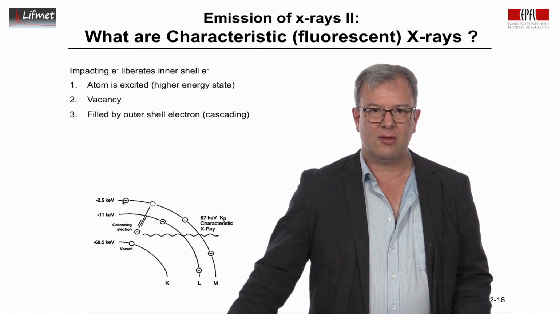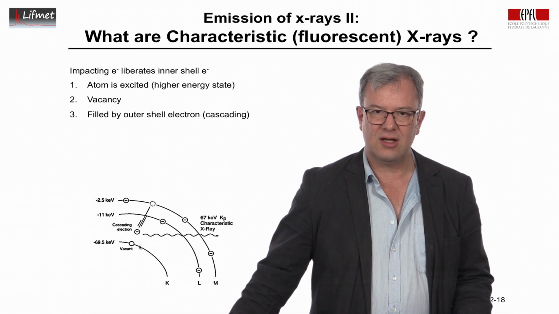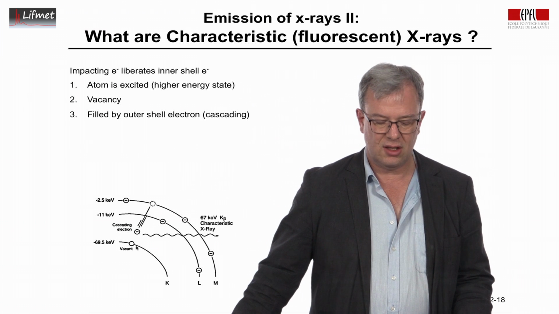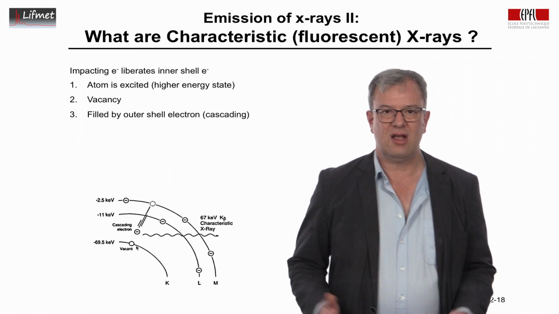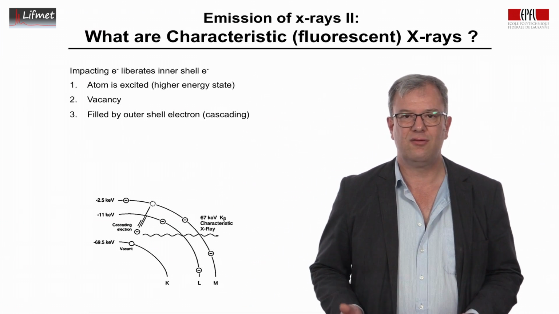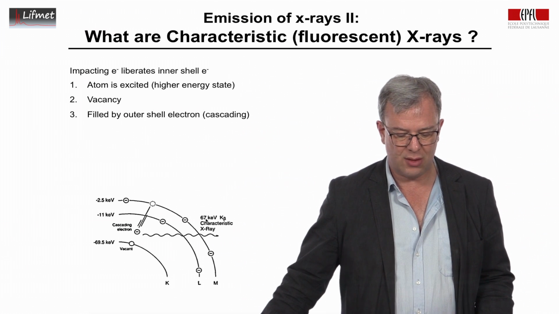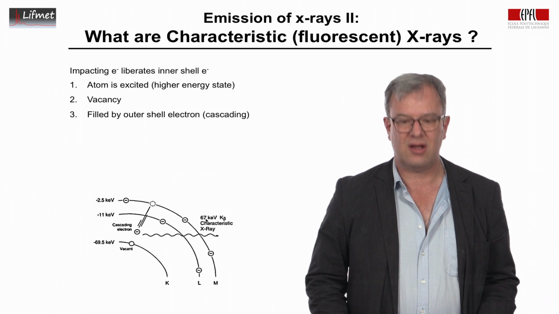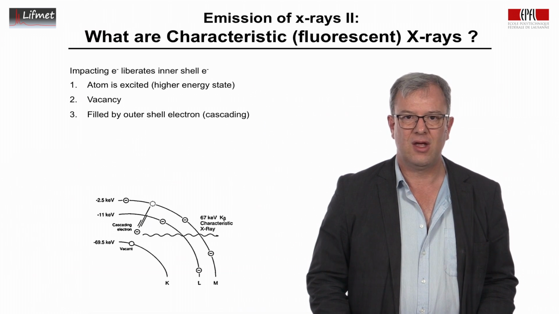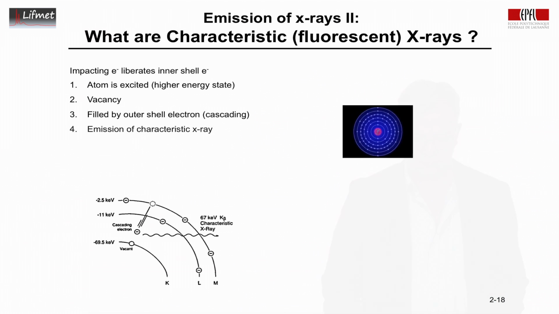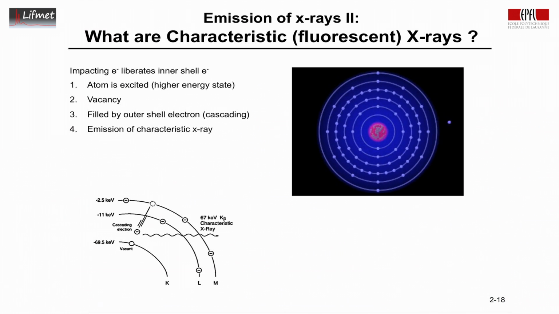Here we have 2.5 kiloelectron volts of binding energy in the M shell. We have 69.7 kiloelectron volts in the K shell. The difference in energy is given off as a single photon. That's the characteristic X-ray, and this will have, as you can do the math here, exactly 67 kiloelectron volts, a K shell X-ray.